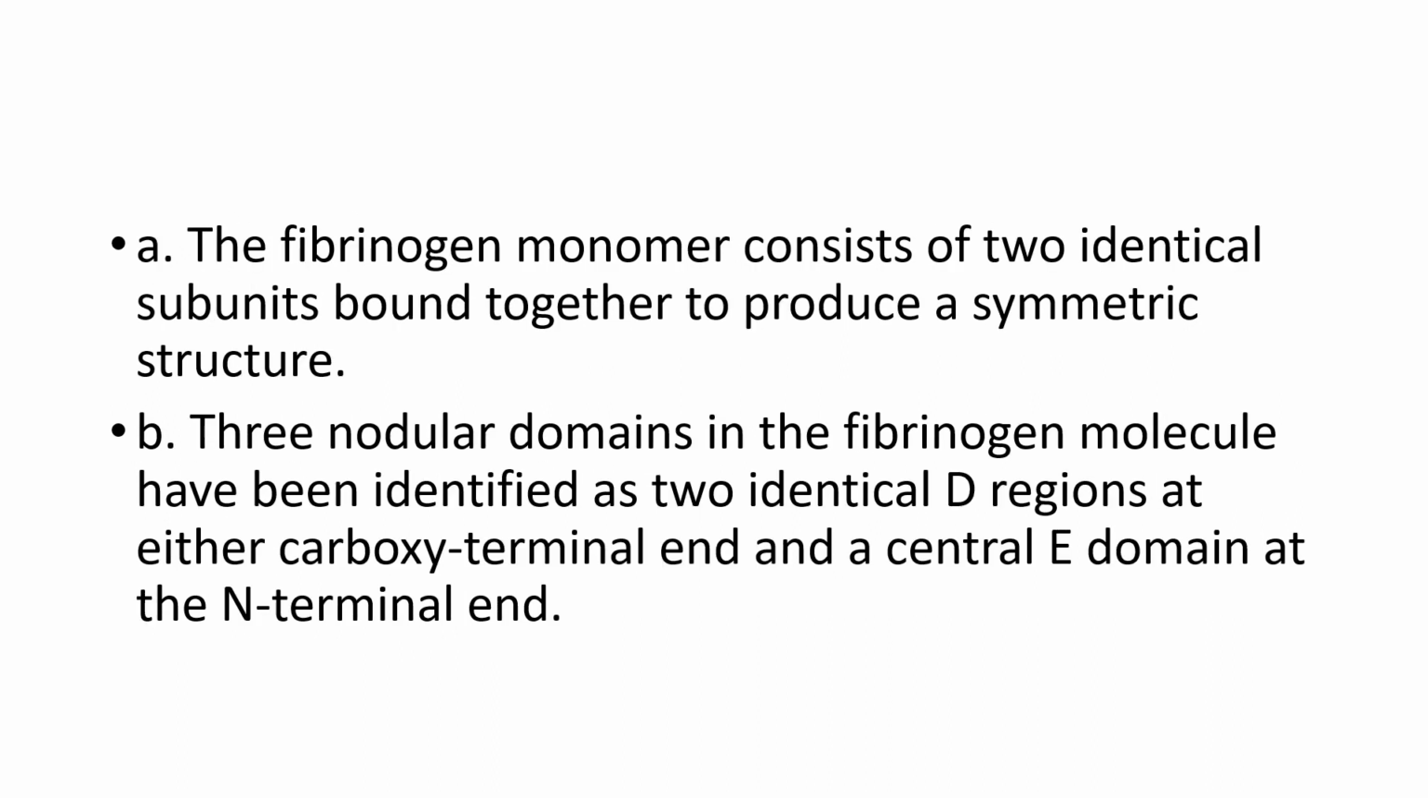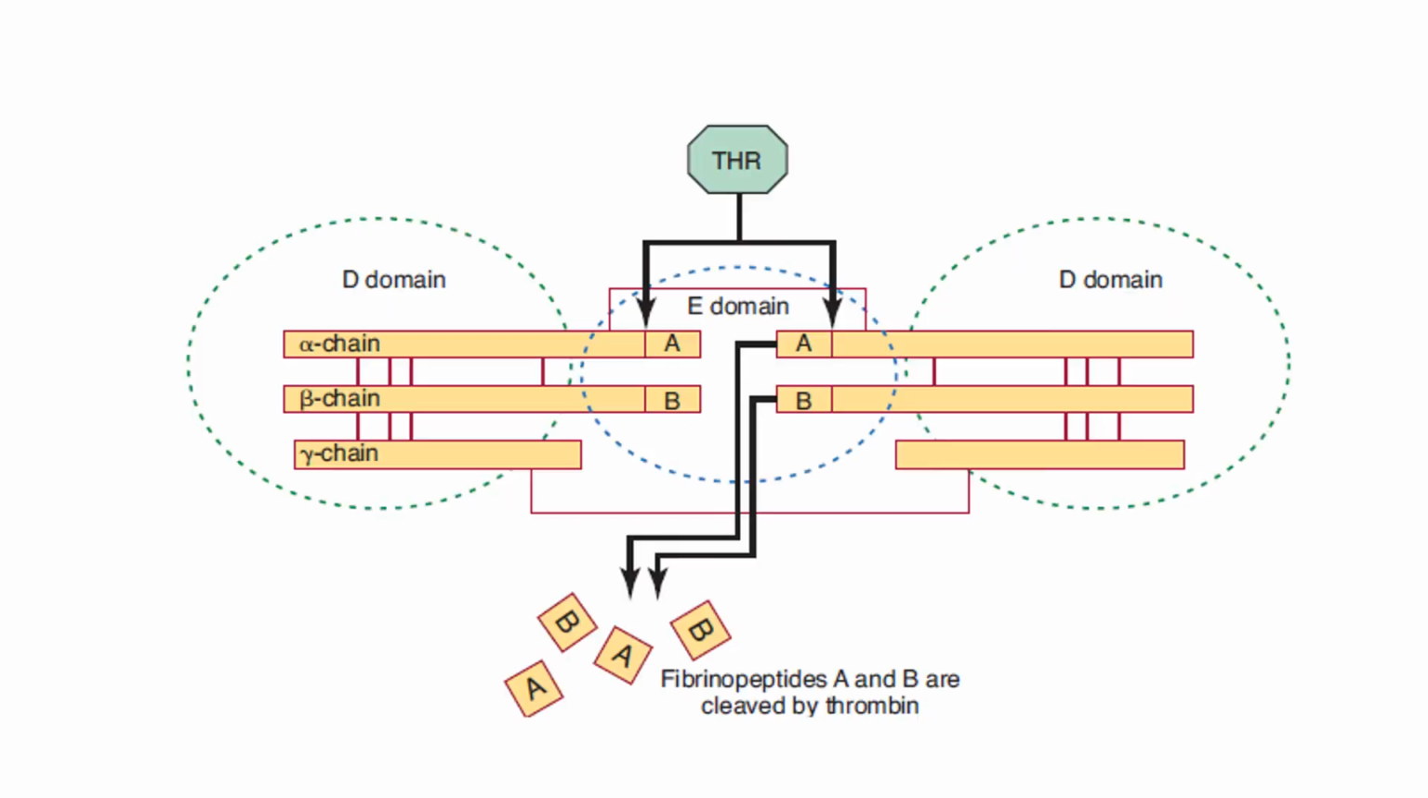So this is the description of the structure. It is a monomer, so that means it's only a single molecule, but it has two identical subunits, left and right. So it's symmetrical. There are three domains: the D and the E regions. Side by side, left and right, are the D domains. In the middle is the E domain at the N, amino terminal end.